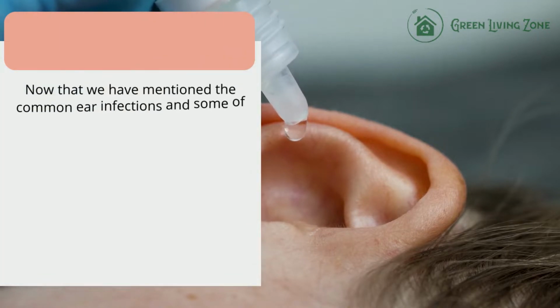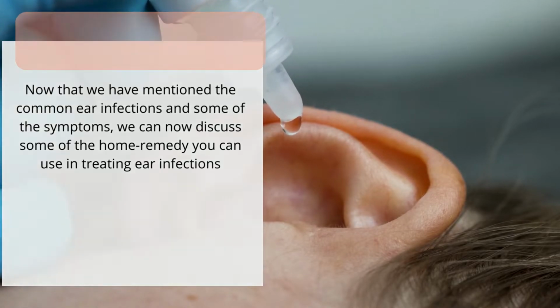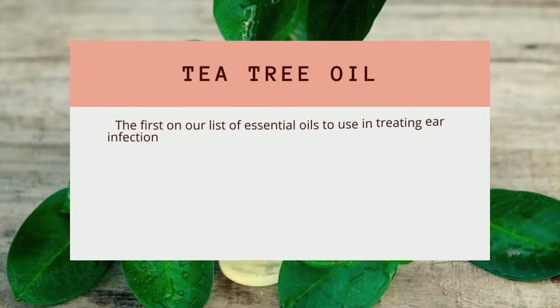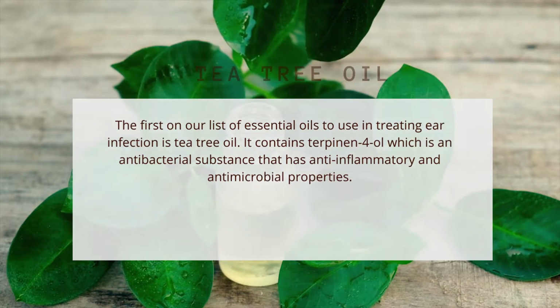Now that we have mentioned the common ear infections and some of the symptoms, we can now discuss some of the home remedies you can use in treating ear infections. Essential oils for earaches and how to use them. Tea tree oil. The first on our list of essential oils to use in treating ear infection is tea tree oil. It contains terpinen-4-ol, which is an antibacterial substance that has anti-inflammatory and antimicrobial properties.